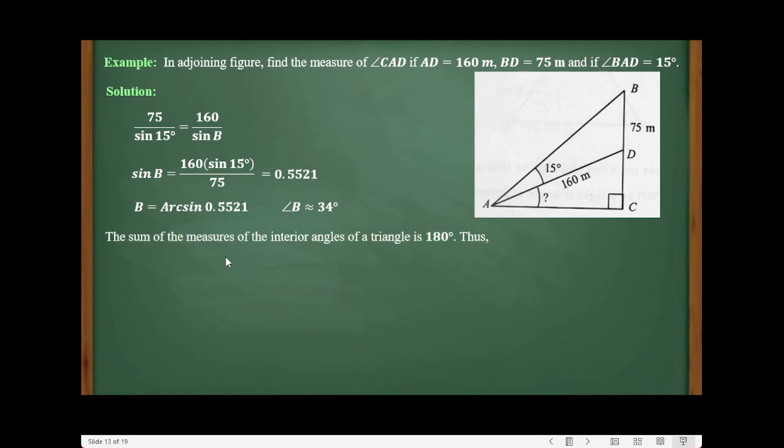And we know that the sum of the measures of the interior angles of a triangle is 180. Therefore, angle DAB plus angle BDA plus angle B is equal to 180. So substitute. Angle DAB is 15, angle B is 34. So angle BDA is what? 131.